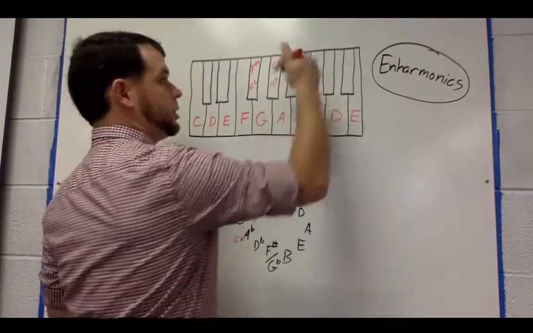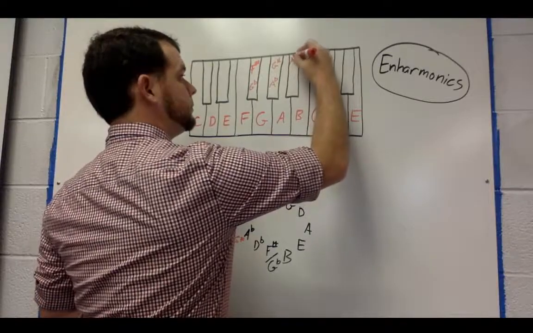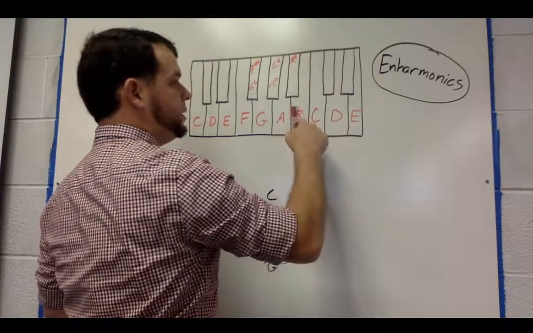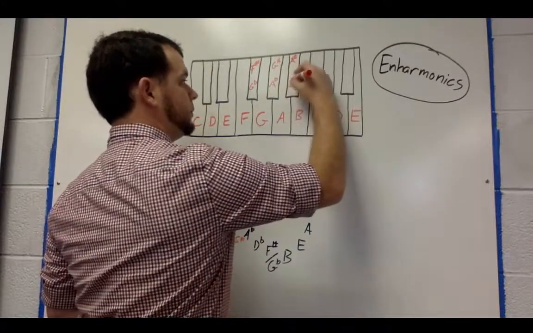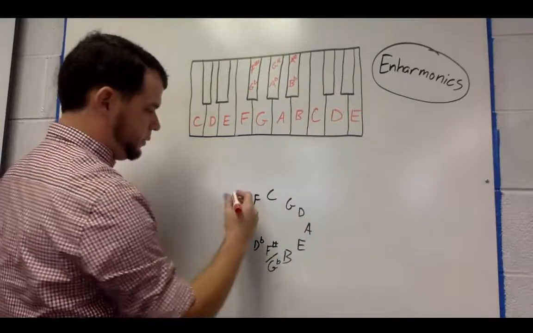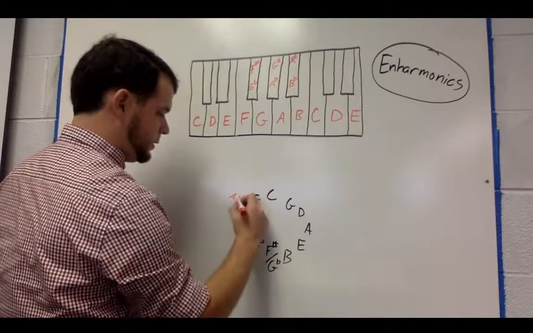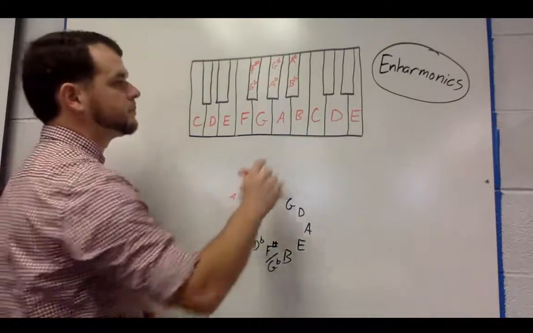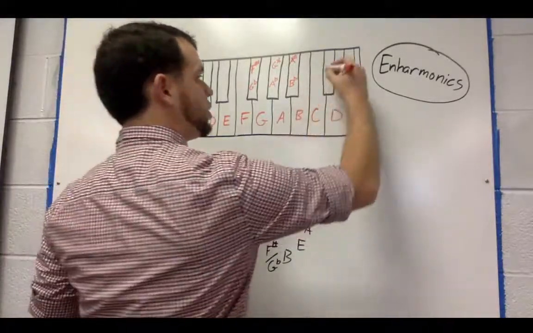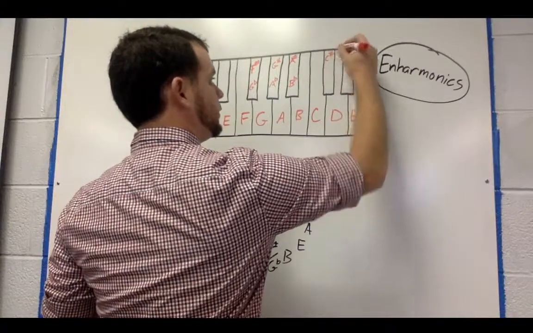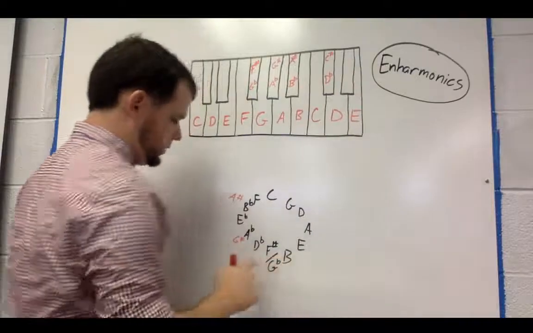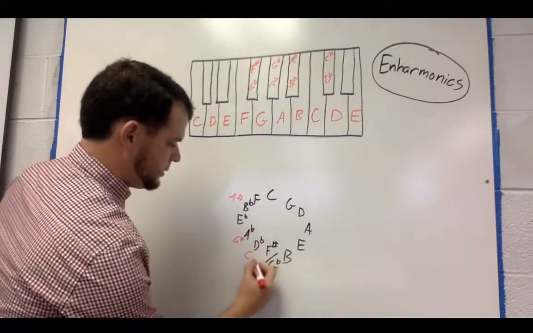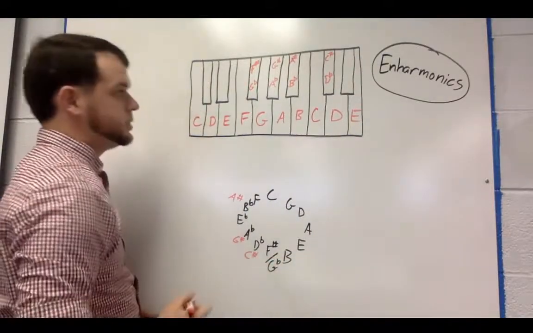A sharp or B flat. So next to B flat, we could call it A sharp. We have C sharp or D flat. So here's D flat. We could also call it C sharp.